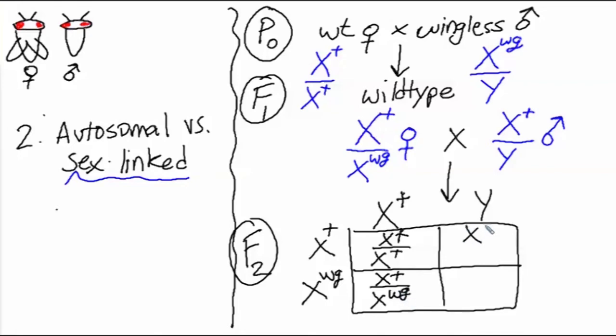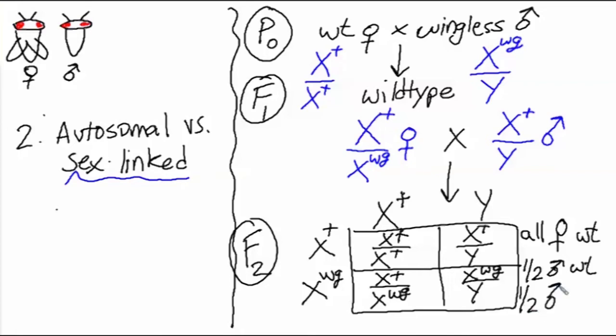They could be wild-type X over Y. These will be wild-type males. Or they could be mutant X over Y. These will be wingless males. So what that breaks down to is all the females will be wild type, and 1/2 of the males will be wild type, and 1/2 of the males will be wingless.